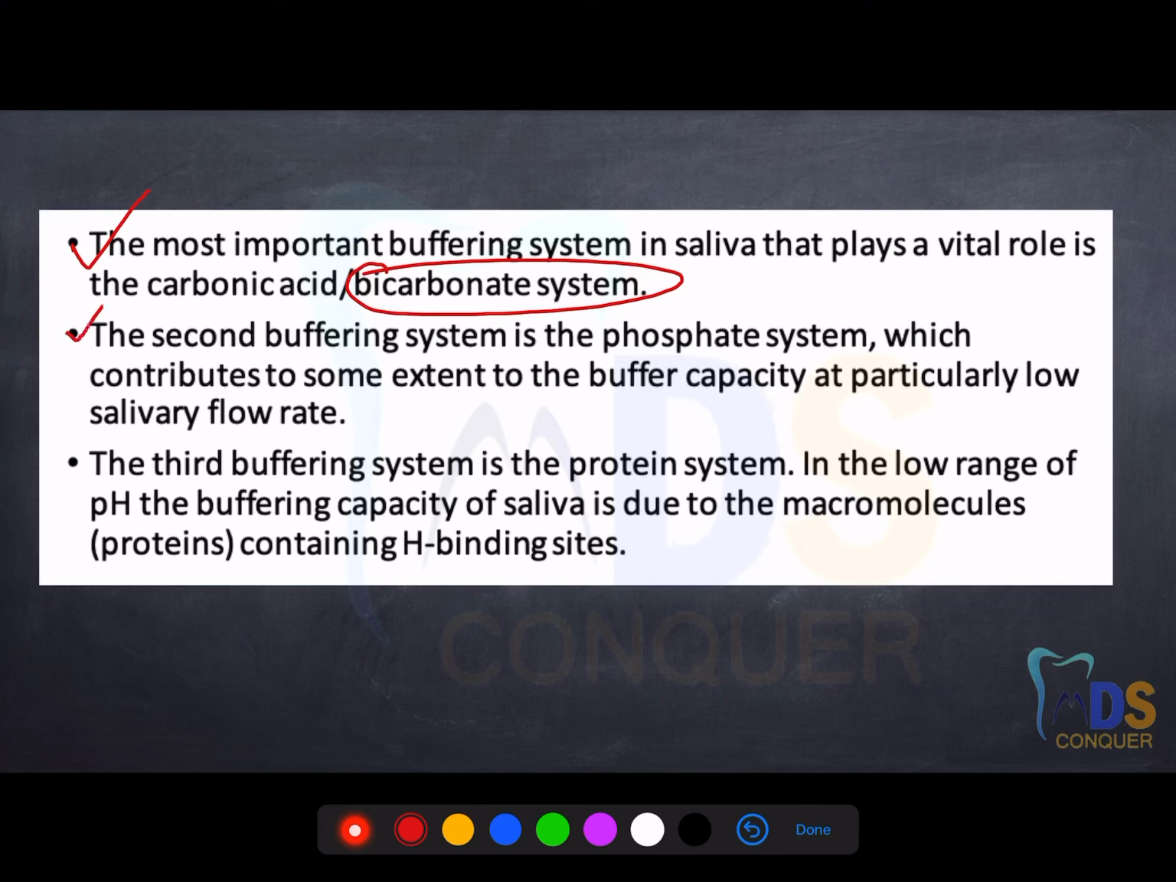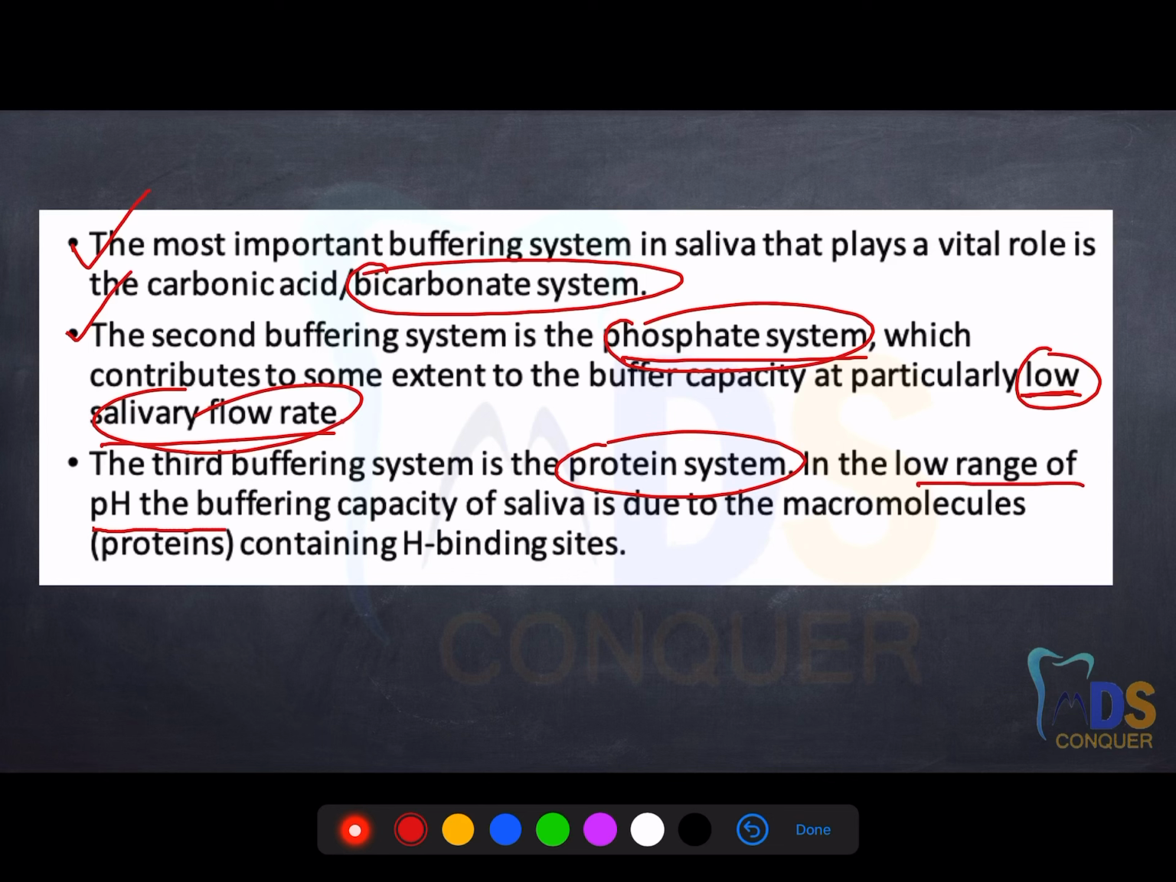The second most important buffering capacity is the phosphate buffering capacity, which is contributed to some extent when there is low saliva flow. When you have low saliva flow, this phosphate buffering capacity is going to come into existence. The third system of buffering capacity is the protein system. It occurs in the low ranges of pH. That is, the buffering capacity of saliva is due to the macromolecules containing H bonding systems.